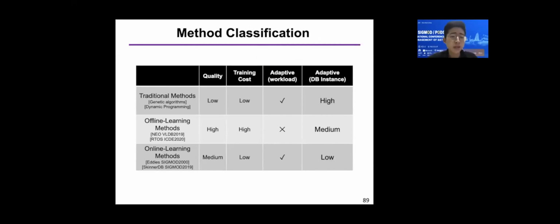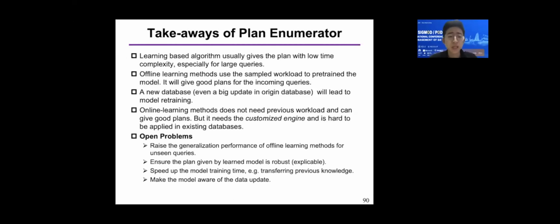This table summarizes different methods for join order selection and plan enumeration. And we can find that the learning-based algorithm usually gives the plan with low time complexity, especially for large queries. And the offline learning methods use the sample workload to pre-train the model. It will give very good plans for the incoming queries on the same data size. And a new database will lead to model retraining for both the offline and online methods.